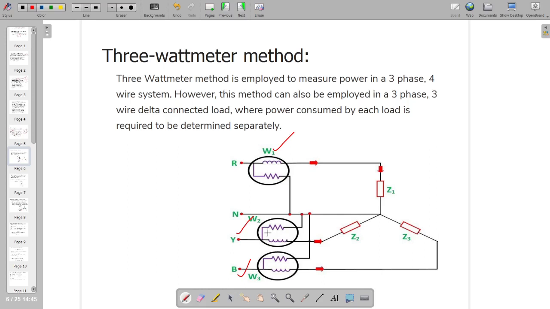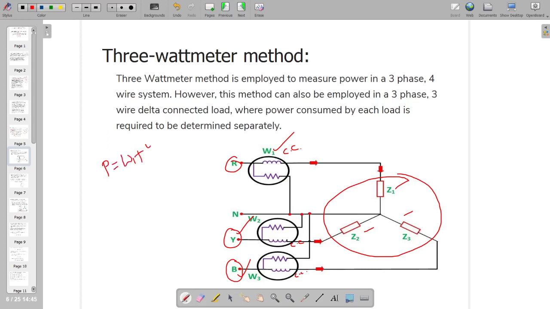In each phase, R phase, Y phase and B phase, a current coil is connected to measure the current of each phase. Here the load is considered star connected, where Z1, Z2 and Z3 are the impedances of each phase. With the help of these three wattmeters, we can measure the total power, which is equal to the algebraic sum of the three wattmeter readings.